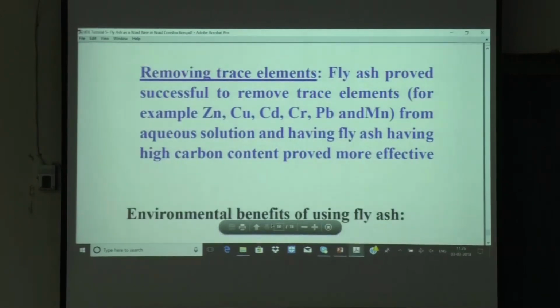Removing trace elements is useful. Fly ash proves successful in removing trace elements, for example zinc, copper, cadmium, chrome, from aqueous solutions, and fly ash having a high carbon content proves more effective, because they actually soak up all these materials.